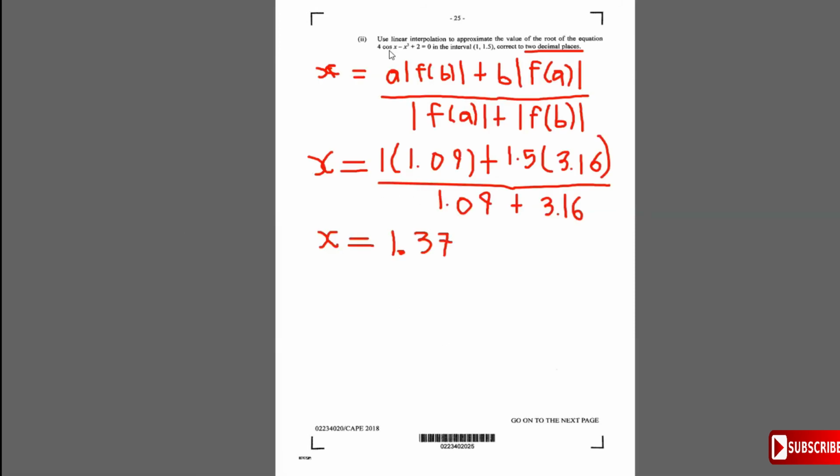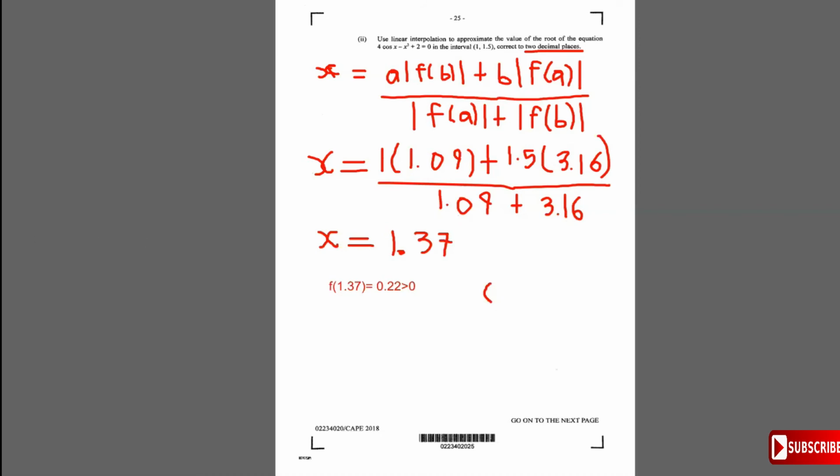All right. So if you were to put in f of 1.37, f of 1.37 would be 4 times the cosine of 1.37 minus 1.37 cubed plus 2. That's 0.22, which is greater than 0. So that means that we've reduced down the interval that the root lies on.